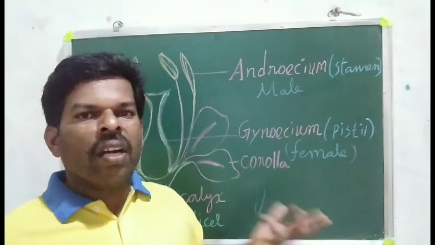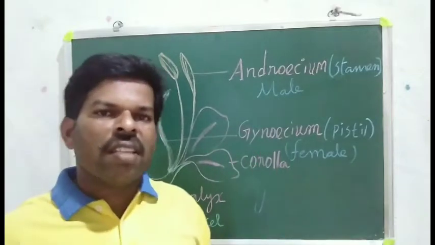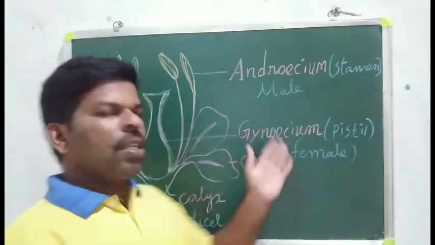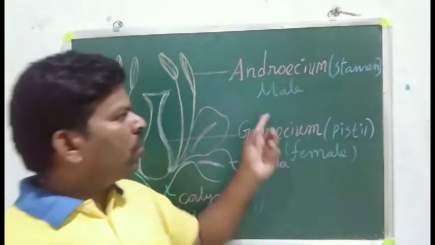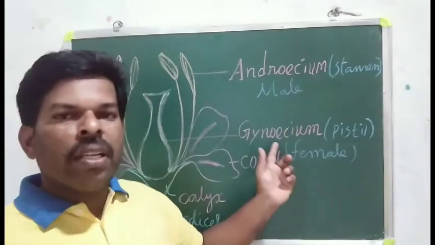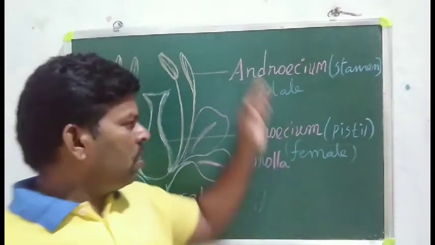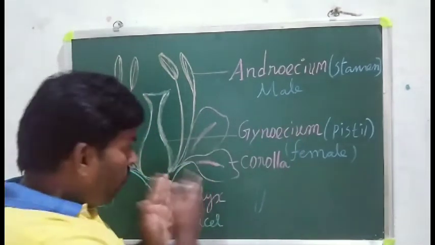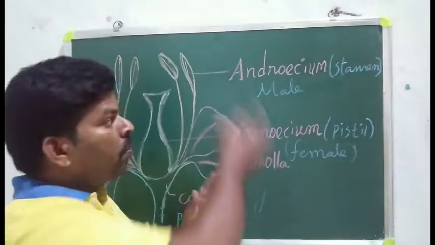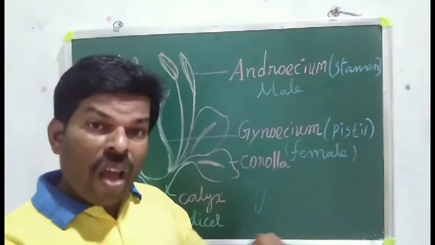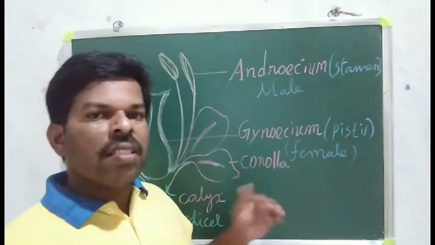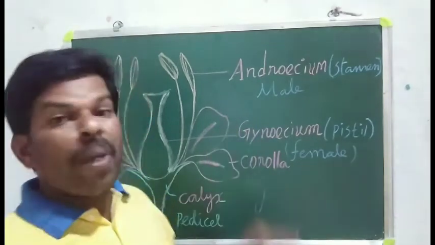Sir, how can we understand? I didn't understand anything, sir. Okay, don't worry. Gynoecium is otherwise called the pistil, and androecium is otherwise called the stamen. The androecium is the male part. The gynoecium is the female part. Understand? That is very important. Thus, when one flower contains both male and female parts in the same flower, that is called a bisexual flower.